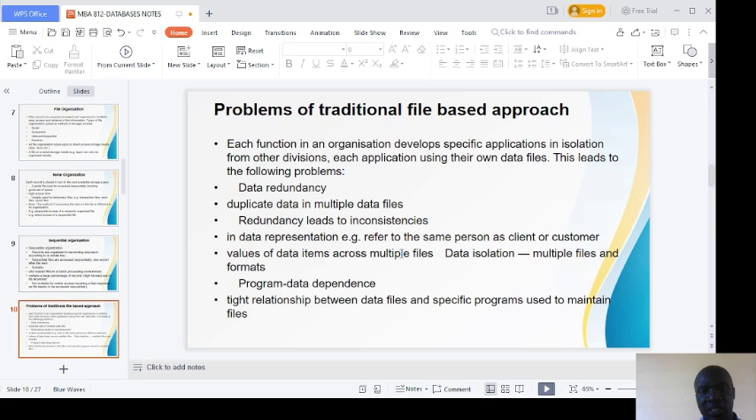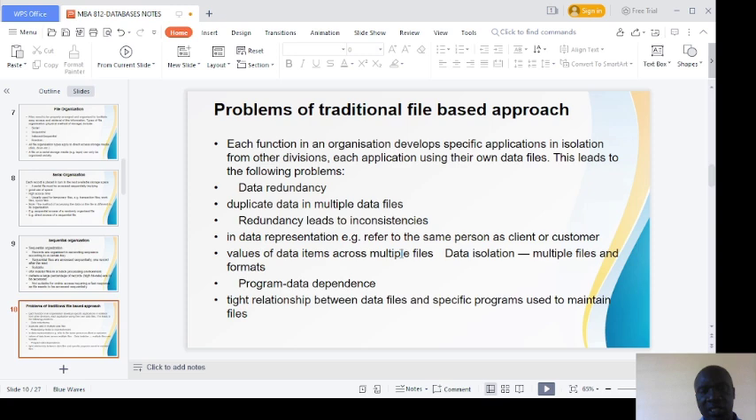Now, this redundancy leads to inconsistencies in data representation. For example, you may find that in one office where your file resides, your marks could be blank, or your fee is recorded as paid, yet in a different office the file is not yet updated, so it reads that you have a balance. That's why we say redundancy leads to inconsistencies.